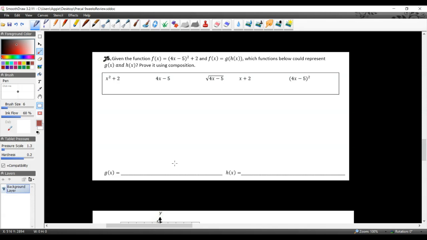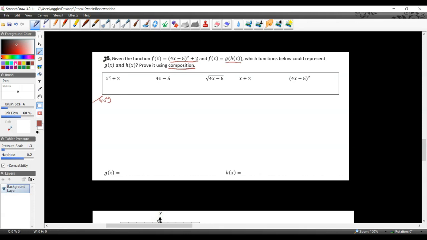It says, given the function f of x is equal to (4x minus 5) squared plus 2, and f of x is also equal to g of h of x, which functions below could represent g of x and h of x? Prove it using composition. So we're going to try a few different things.